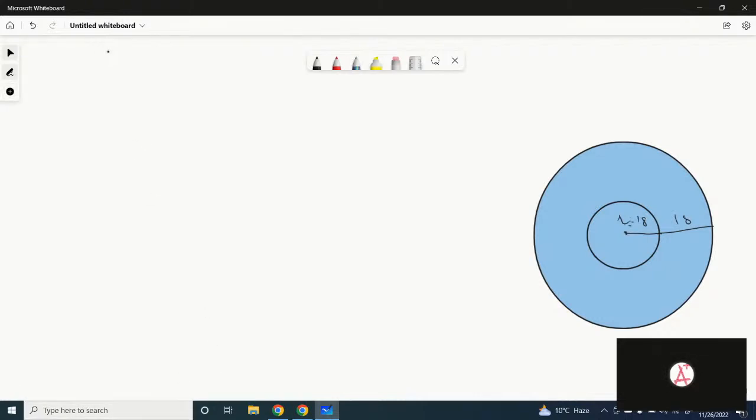It would be the area of the smaller circle, so pi r square. The radius for the smaller one is 18, so it would be 3.14 times 18 square. 18 times 18 is 324. 324 times 3.14 is 1017.36. Got it? Then you have to find the area of the larger circle.